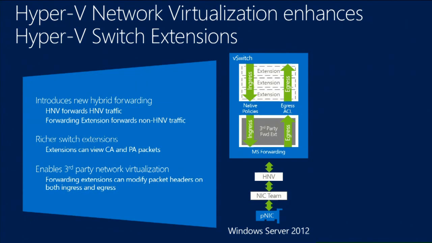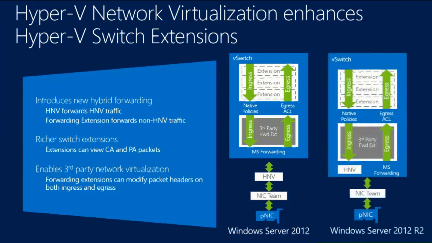Maybe they want to apply ACLs on the provider address space as well, or do more interesting reporting with sFlow, for instance. And so in the 2012 R2 time frame, we moved HNV into the switch. By virtue of doing that, all extensions now get to see both the CA space and the PA space. They get to see the provider addresses and the customer addresses so that they can act on them.